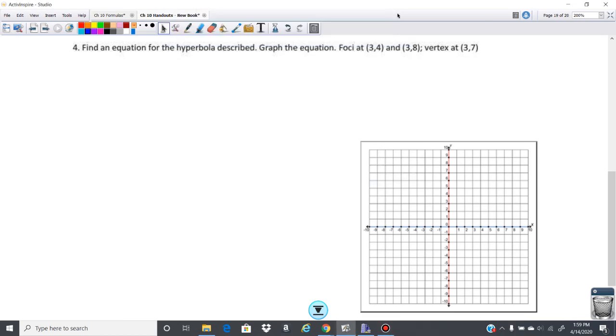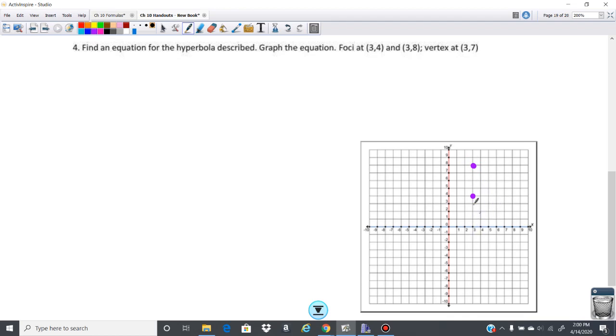All right, next question: find an equation for the hyperbola described. Graph the equation. You have foci at (3, 4) and (3, 8), and a vertex at (3, 7). So we're going to go ahead and graph the information that we know. We have a point at (3, 4), it's going to be here, and a point at (3, 8), here. Those are your foci, and your vertex is going to open towards the foci.